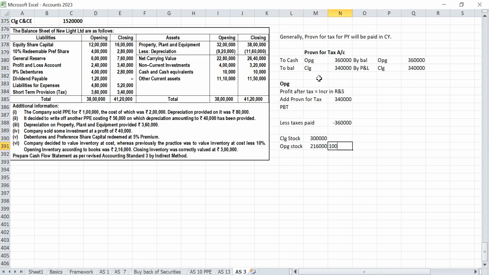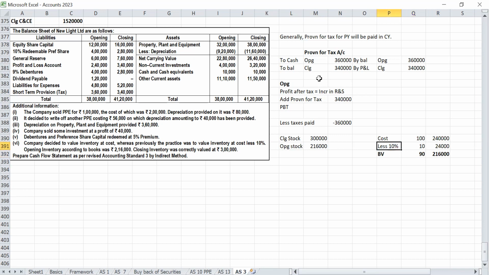What is the books value? 100 minus 10%, that is 90. Correct? Opening stock in the books is at 90%. If cost is 100, I will deduct 10%, so 10 rupees I will deduct. So book value will be only 90. This 90 is 2,16,000. What would be the cost? 2,16,000 divided by 90 into 100, which is 2,40,000. So 24,000 will be the difference.